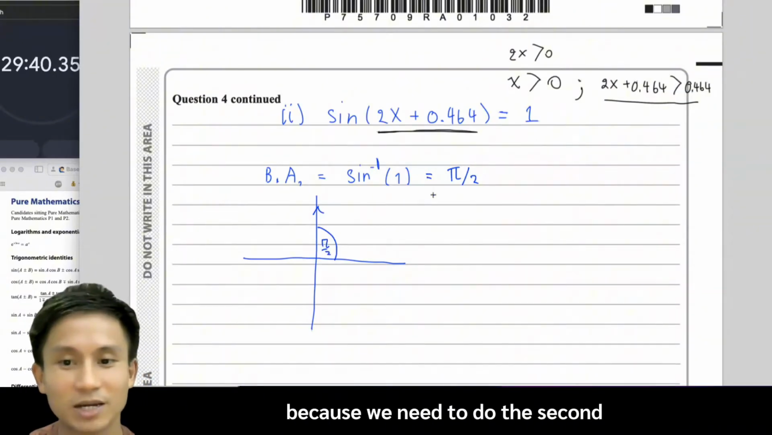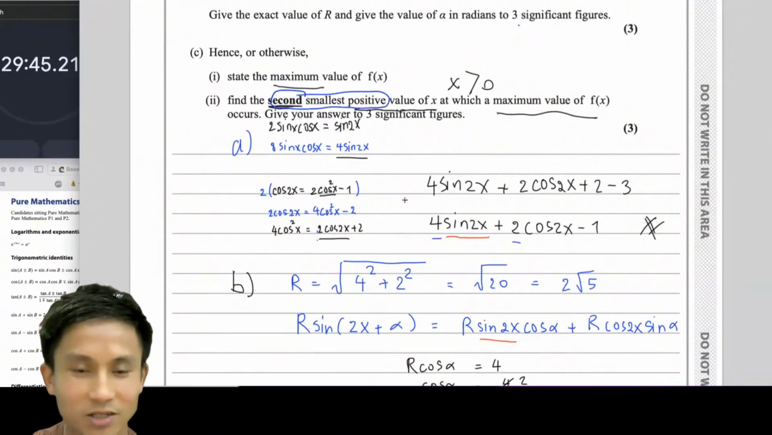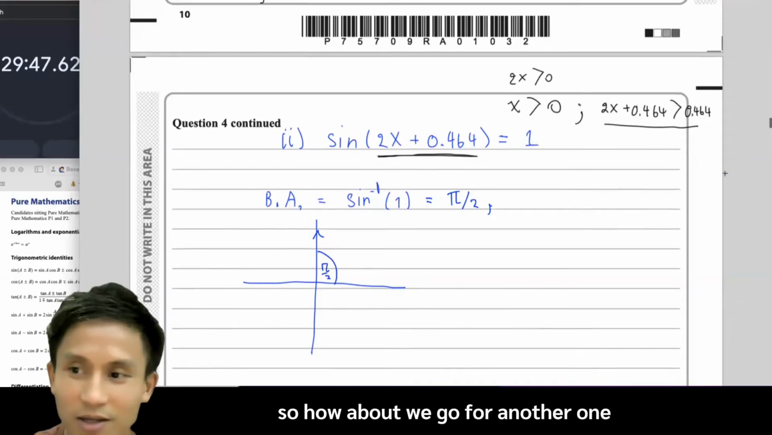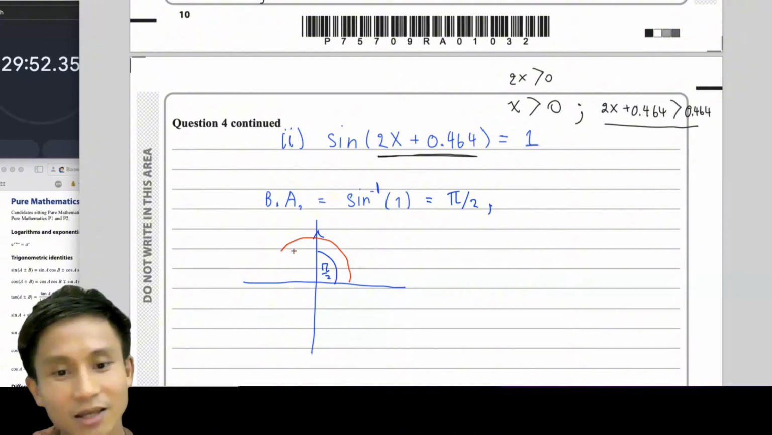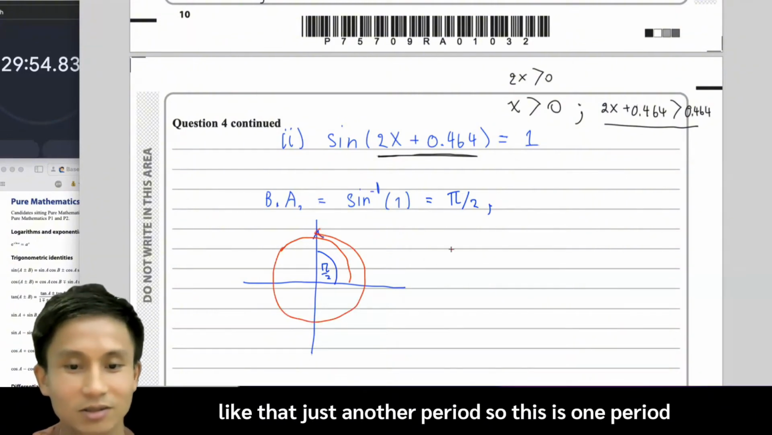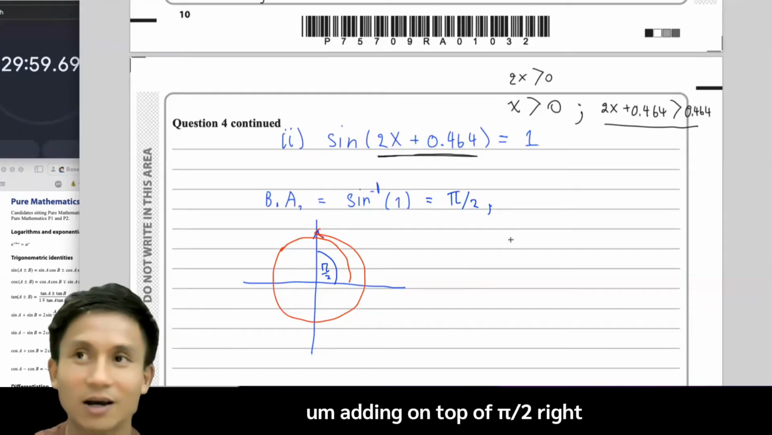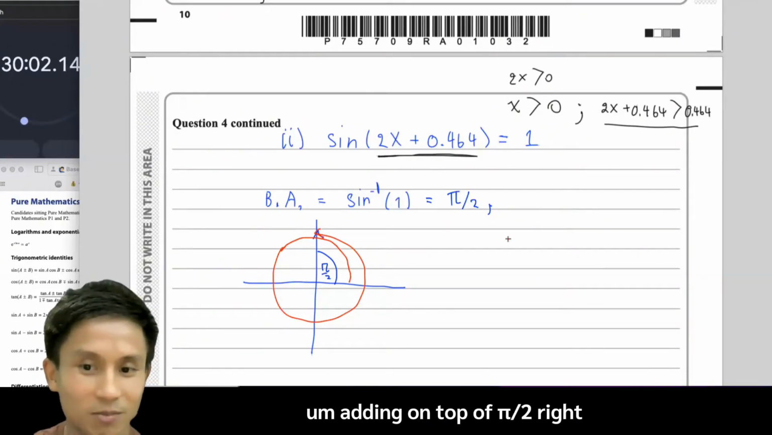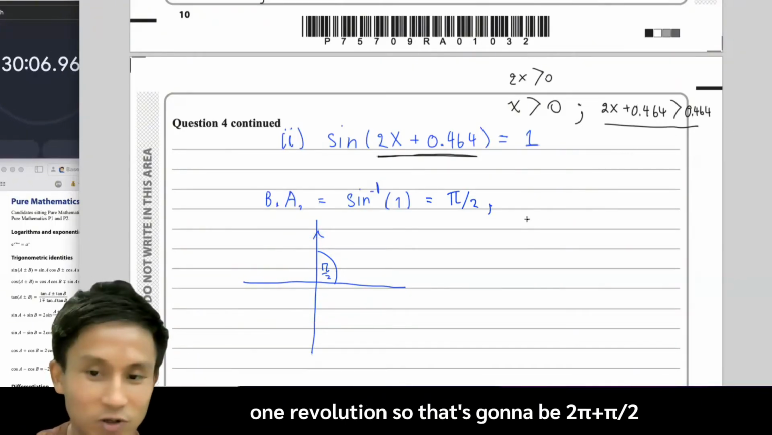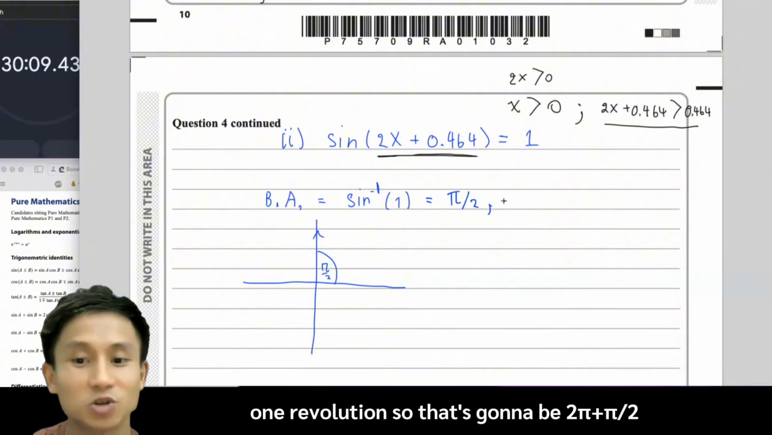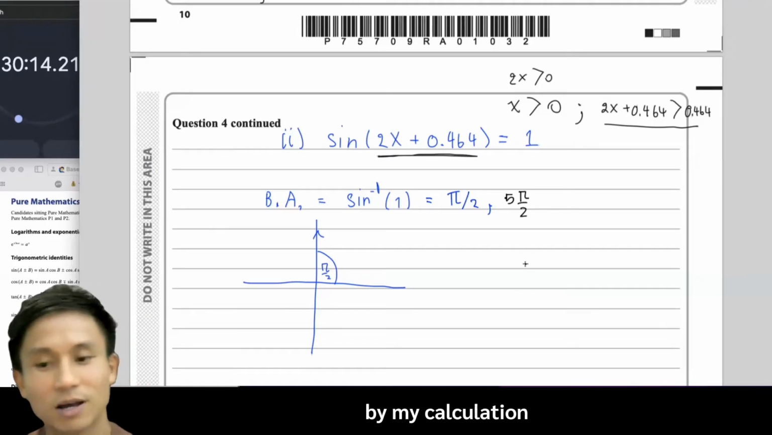But we got to be careful because we need to do the second. I still remember the second smallest. So how about we go for another one? And that would mean that we need to go like that, just another period. So this is one period adding on top of pi over 2, right? It's like one cycle, one revolution. So that's going to be 2 pi plus pi over 2. That would just be 5 pi over 2 by my calculation.